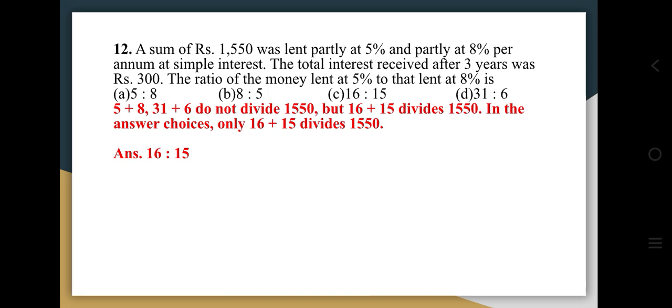So if you observe the answer choices, we can very quickly answer this question. Because if the ratios are known, then the sum of the ratio is a divisor of the total sum, or the total sum is a multiple of the sum of the ratio. So only 16 plus 15 divides 1550. So 16 is to 15 is the correct answer.